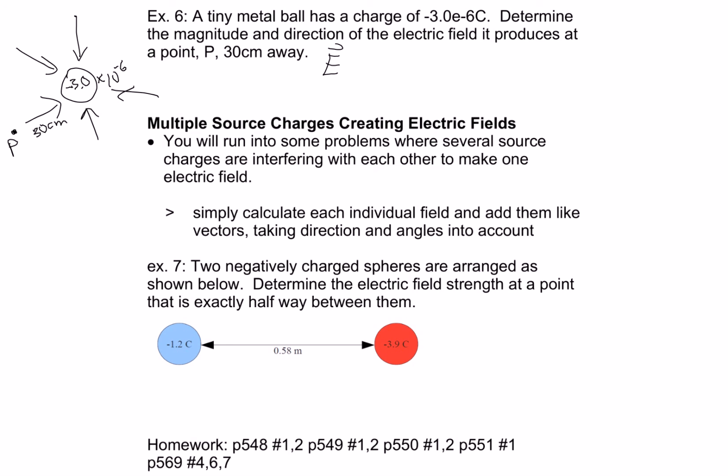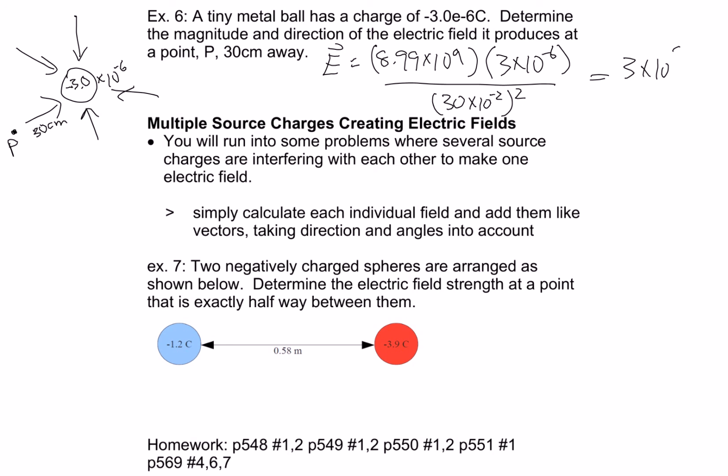So we can use our new formula and put in k, 8.99 times 10 to the 9, times our source charge this time, which is 3 times 10 to the -6, and divide it by 30 centimeters, so that'd be 30 times 10 to the -2, squared. Plug all that into our formula. So we get an electric field of 3 times 10 to the 5 newtons per coulomb, and for direction we would say inwards or towards the center. Because it was negative, remember, our electric field goes towards it. So at point P, any point P that's 30 centimeters away, our electric field strength would be 3 times 10 to the 5 pointing inwards.